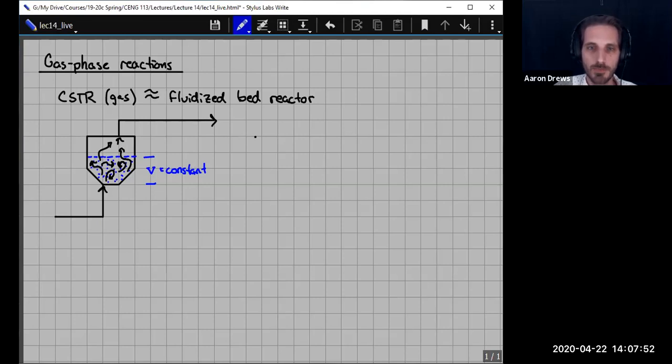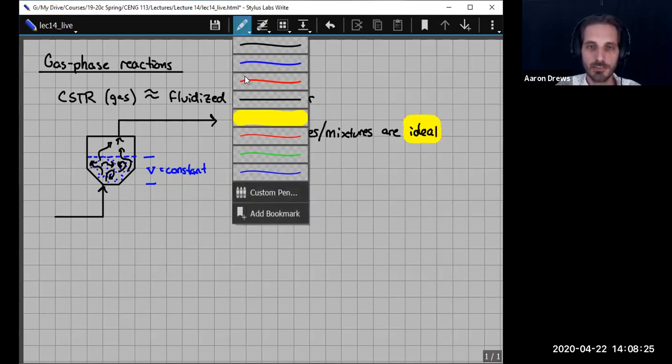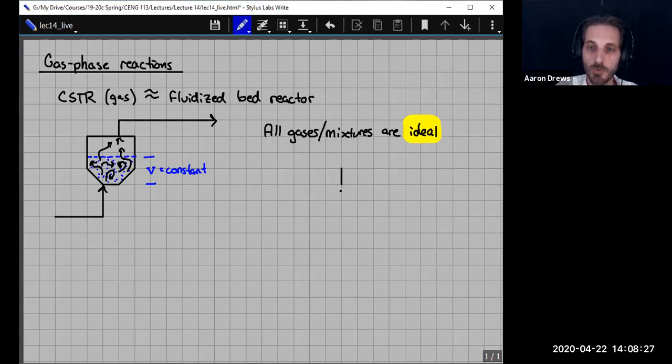So one of the big assumptions that we'll have with gas phase anything really is that all gases are ideal. And specifically all gases and mixtures of gases are ideal. We've already seen this a couple of times. This assumption was actually made in the energy balance that we had. This assumption was made back when we were looking at activities for our equilibrium reactors. It's always ideal. You always breathe a sigh of relief whenever you get to use the ideal gas law. Life is good. So we will only be using the ideal gas law for something like this.